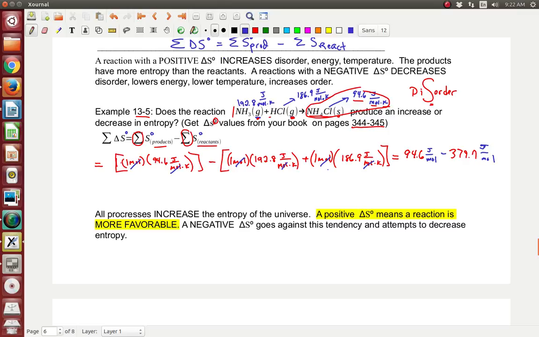I stopped it for a moment and fixed this. I crossed out right here the moles. Moles cancel out all the way through, so the unit is just joules per Kelvin. Now I added these two together and I got 379.7, and just subtract these values to get the final answer. And the final answer is negative 285.